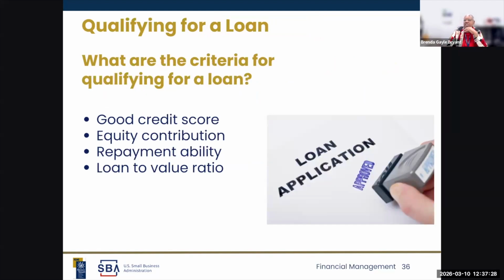So what are the criteria that you need for a loan? Okay, so we just talked about that. You need a good credit score. You need to have equity that you can put toward the loan. You need to have the ability to actually be able to pay it off. And you need to have a loan to value ratio.